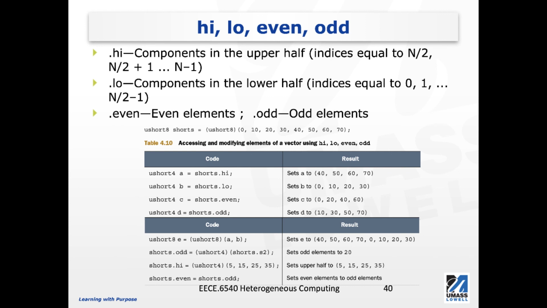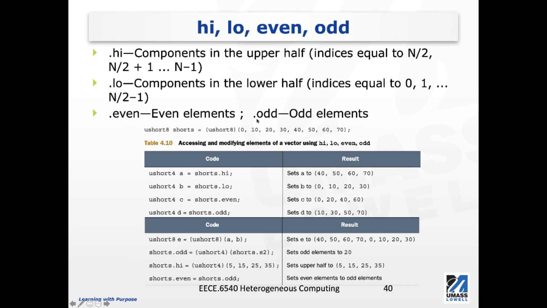We can also use high, low, even, odd to select a subset of the components in a vector. Dot high refers to the components in the upper half. For a vector with an odd number of elements, use the number of elements divided by 2 as the lower bound of the elements we're going to use. This is going to be from n divided by 2, n divided by 2 plus 1, n divided by 2 plus 2, and so on until n minus 1. If it is dot low, we're going to be using the lower half of this vector. So the indices for these components will be from 0, 1, up to n divided by 2 minus 1.